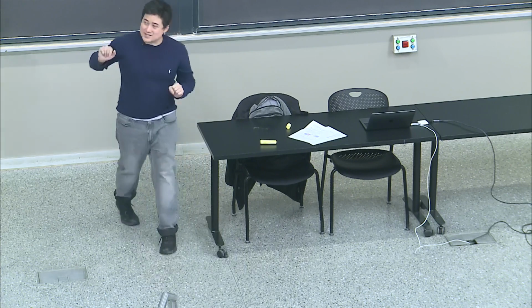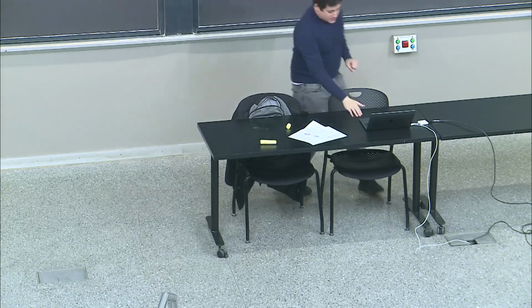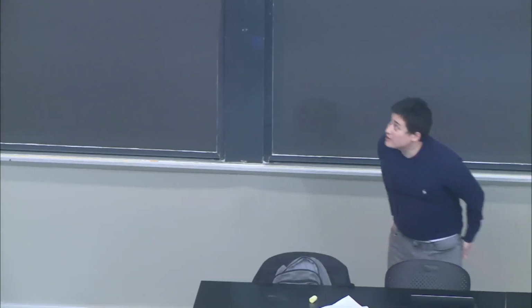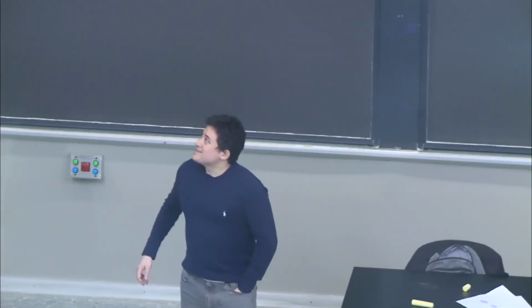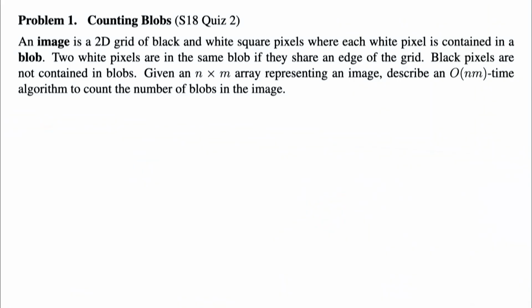All right, let's get to solving problems. These problems that we're going to solve are from Spring 18 Quiz 2, slightly modified, but we're just going to go through them one at a time. So the first problem we have is an image of black and white squares. So this is like a pixel grid. You think of it like a bitmap on your computer, right?